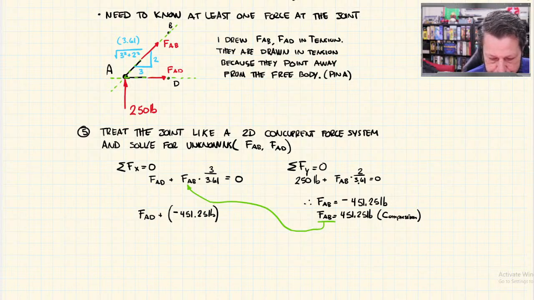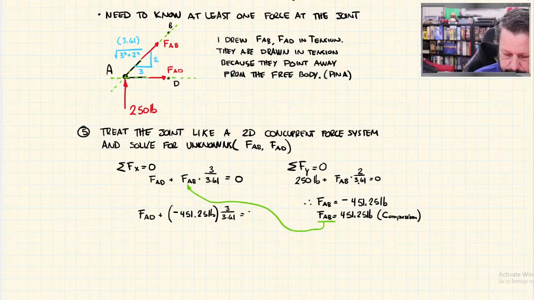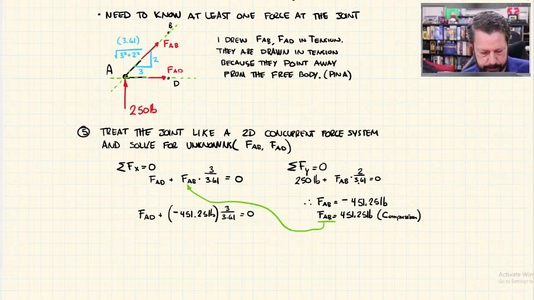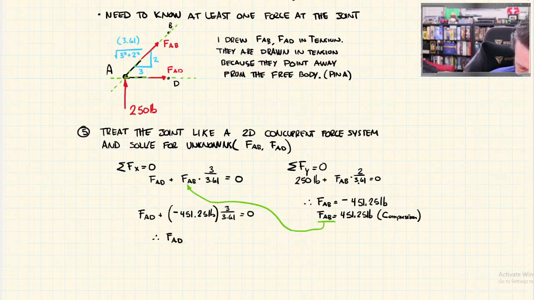So I do have to multiply this by 3 over 3.61 to only deal with the X component. So this looks like it's going to say 451.25 times 3 divided by 3.61. I need to move that. That's all negative. I need to move it to the other side so it becomes positive. So therefore, FAD is a positive 375 pounds.